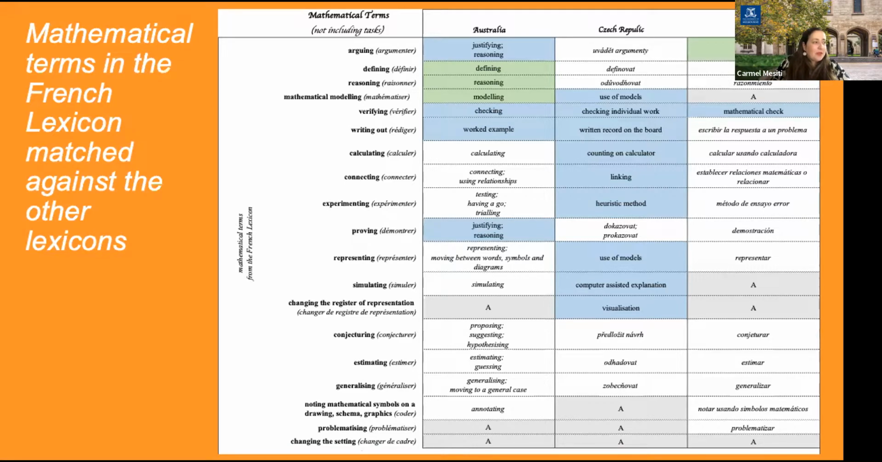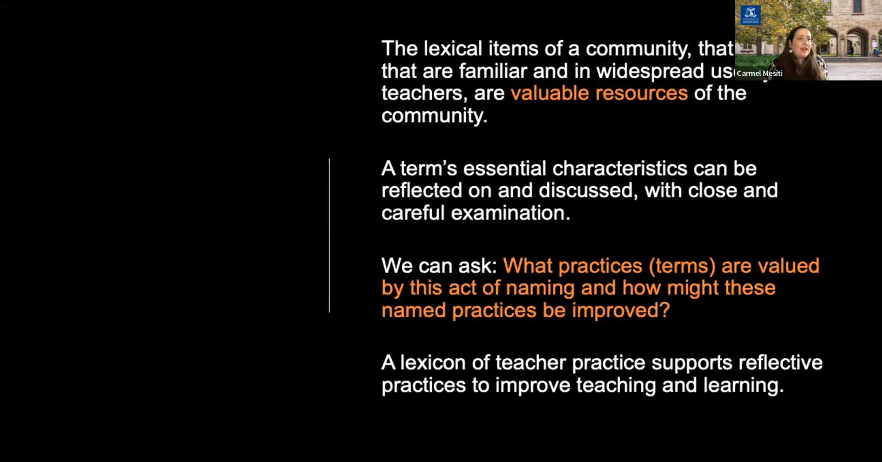I'll just finish with saying that the lexical items of a community, the terms that they are familiar with, that teachers are using, are valuable resources. And these essential characteristics can be reflected on and discussed. Once we have these documented, we can engage in this. And we can ask what practices are valued by this act of naming and how might these named practices be improved. This lexicon of teacher practice supports reflection in order to improve teaching and learning.